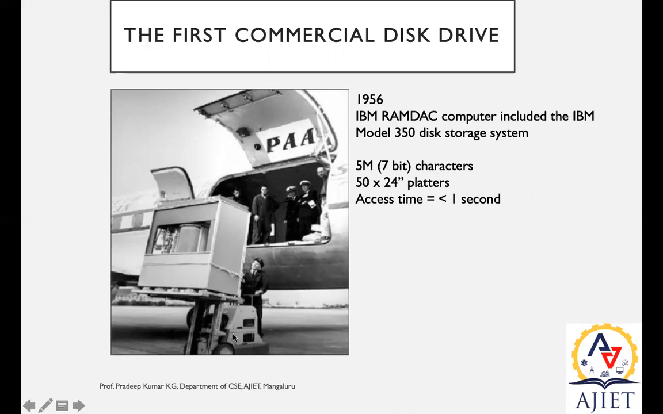So in this particular diagram, whatever you can see in this box, that is a disk drive. It had 5 million characters, each 7 bits in size, and it had 50 24-inch platters, a total of 50 platters. You may observe here the form of cylinders. Within a cylinder, there are a total of 50 platters. If you follow my cursor on the screen, you can see the cylinder which holds all this.